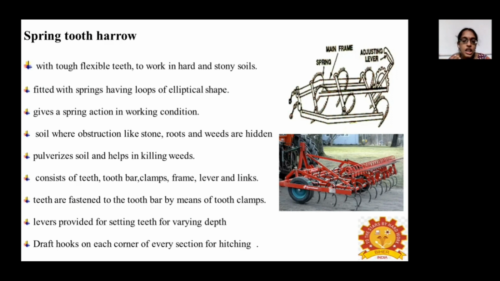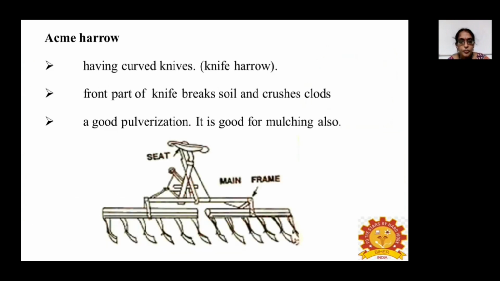It consists of the teeth, tooth bars, frame, and the levers and the links. And the teeth are fastened to the tooth bar by means of tooth clamps. And a lever is also provided in order to adjust the depth of the operation. And there is a draft hook on every corner section of this hitching mechanism.